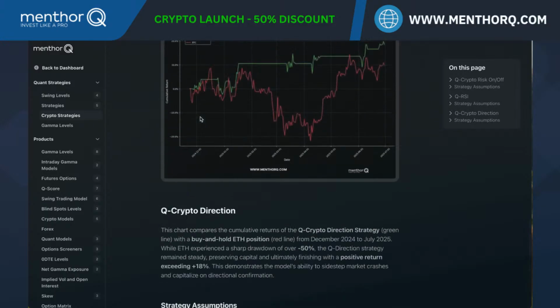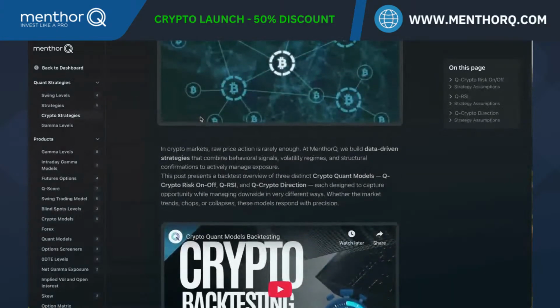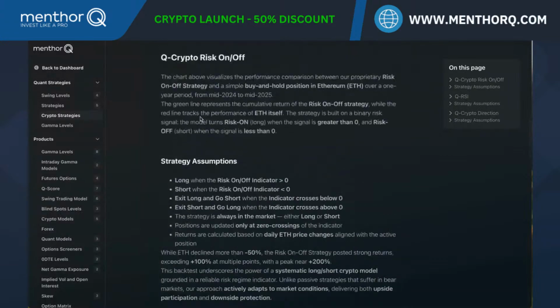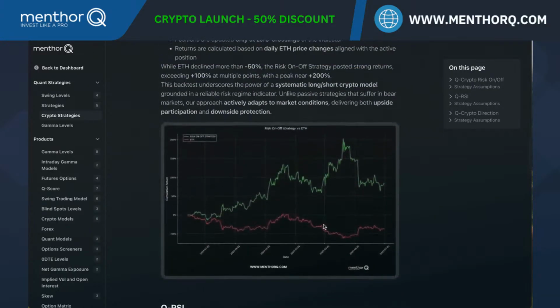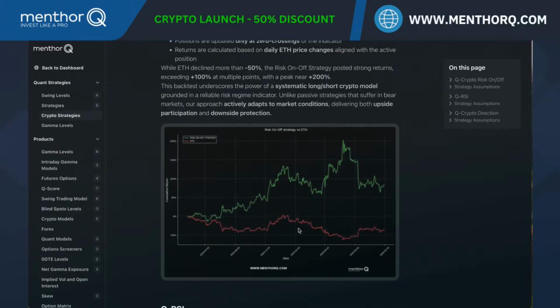So you can come here and see how the different indicators that we showed you perform. What's really interesting is the power of the risk on and risk off. The assumption is really, really simple. We go long a crypto asset, in this case we tested it on Ethereum, when the risk on scenario is greater than 0, and we go short an asset when the risk off is below 0. So here it shows you how you can look at the macro environment to potentially generate alpha by using that indicator compared to simply holding the asset over time.